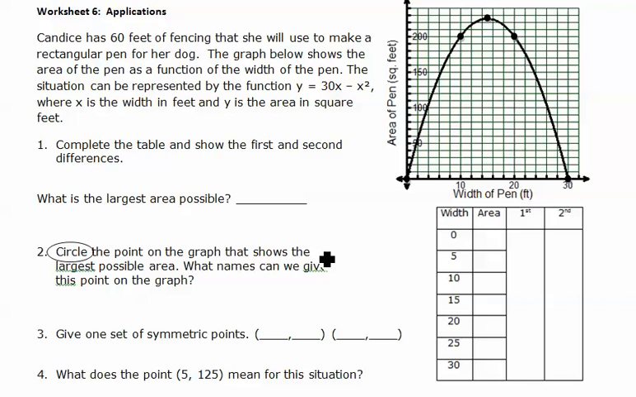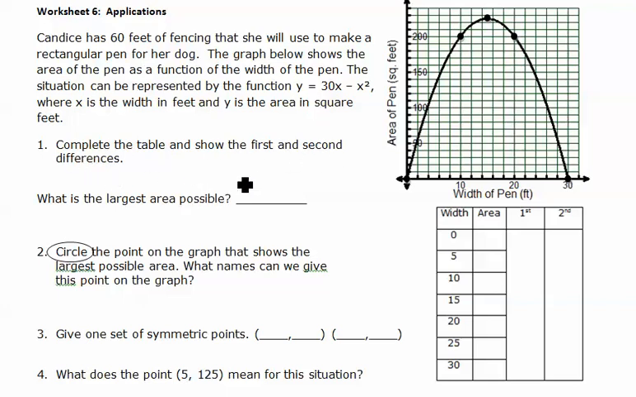So here we go. Candace has 60 feet of fencing that she will use to make a rectangular pen for her dog. The graph shows the area of the pen as a function of the width of the pen. So we have the width of the pen, and we have the area. So the area is a function of the width. The situation can be represented by the function y equals 30x minus x squared, where x is the width in feet and y is the area in square feet. Complete the table and show the first and second differences.